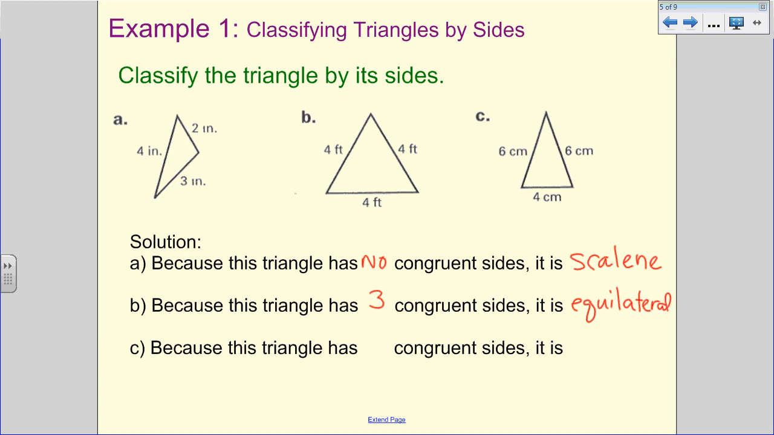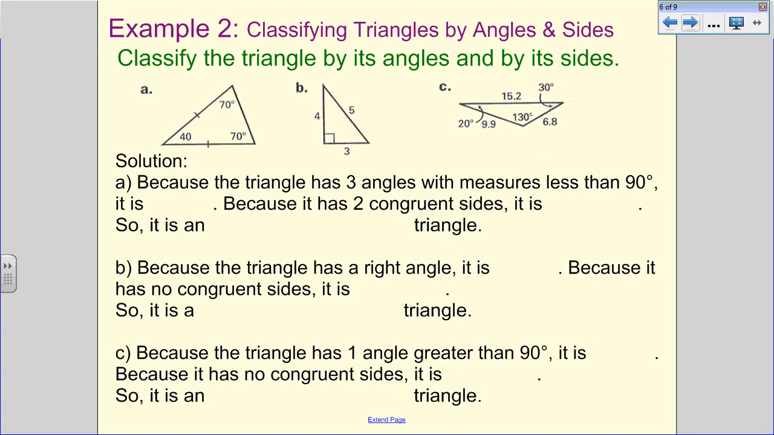Equal sides, equilateral. And then if we look at C, we have two 6-centimeter sides and then a 4-centimeter side. So we found two congruent sides, and that is isosceles. All right, we're going to sound those out and give it our best shot at spelling. But if we have no congruent sides, all three different measures, that's scalene. If we have three congruent sides, that's equilateral, and two congruent sides, isosceles.